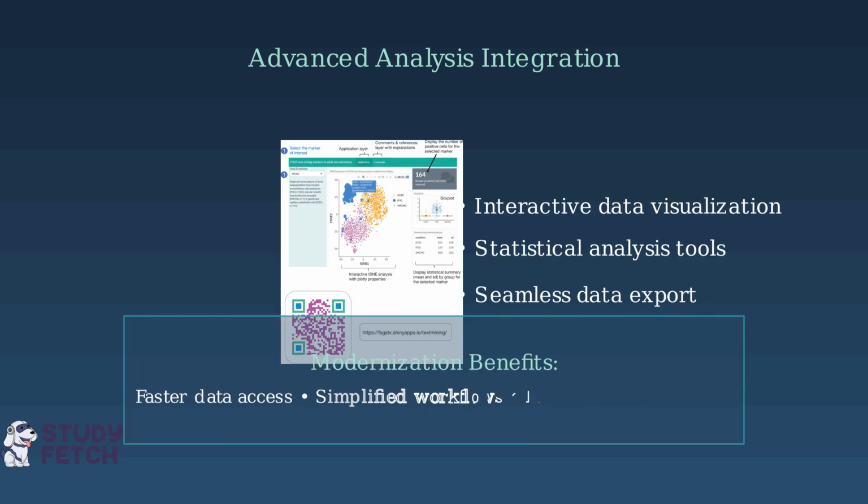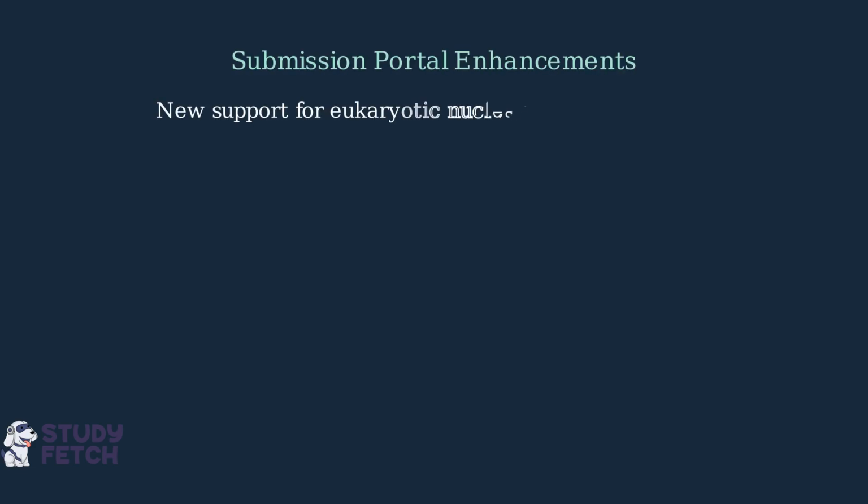These modernization efforts result in faster data access, simplified research workflows, and enhanced data visualization capabilities for the scientific community. NCBI datasets continues to evolve, providing researchers with cutting-edge tools for genomic data exploration. The NCBI submission portal has received significant enhancements to better support researchers submitting sequence data.